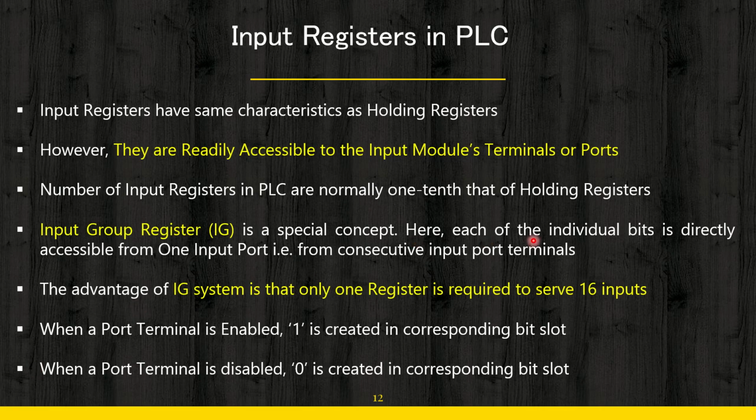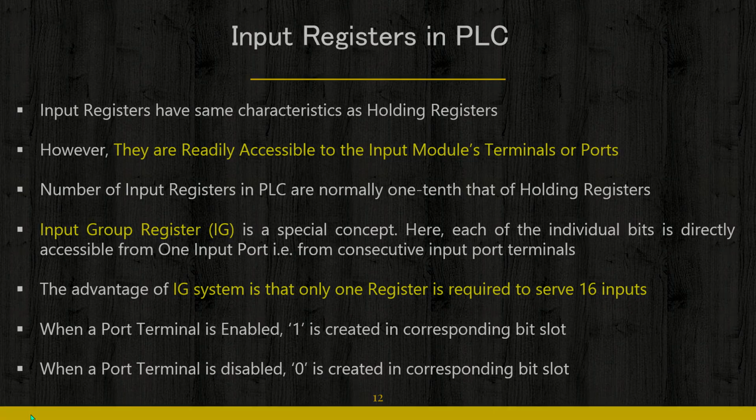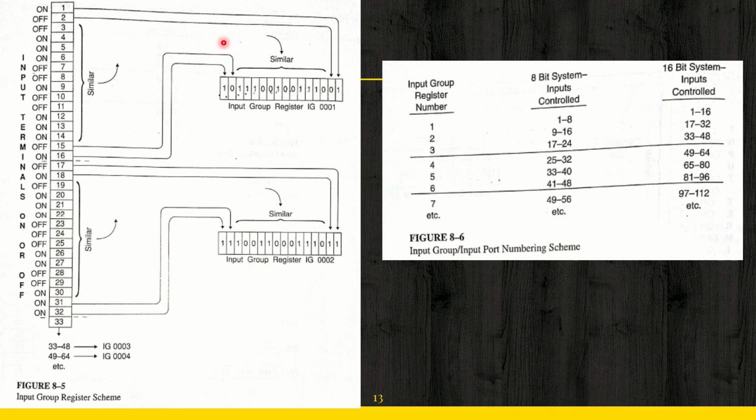Okay, now let us see what we were actually talking about. Here each of the individual bits is directly accessible from one input port, that we have already seen. What is the advantage of this system? The advantage of this system is only one register is required to serve 16 inputs. This register is 16-bit wide. That's an independent issue. That's a group. We should consider it as a group.